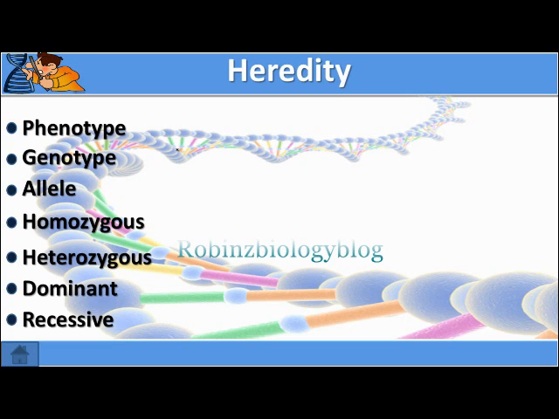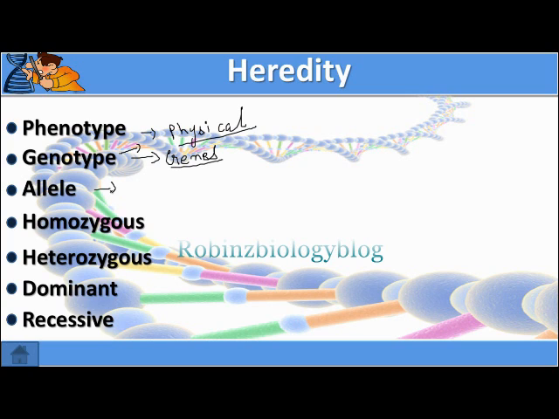So when you talk about this term called phenotype, phenotype is our physical appearance, the way we look. And genotype means the set of genes that we have. So we can say that our genotype decides our phenotype. Our genes will decide our physical appearance. That's true.